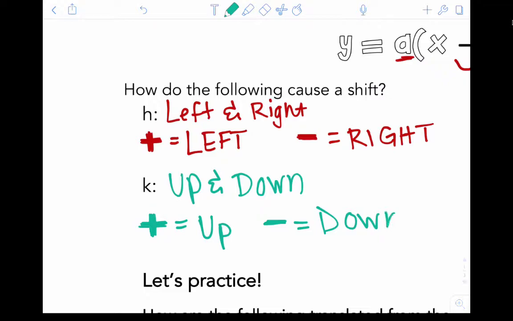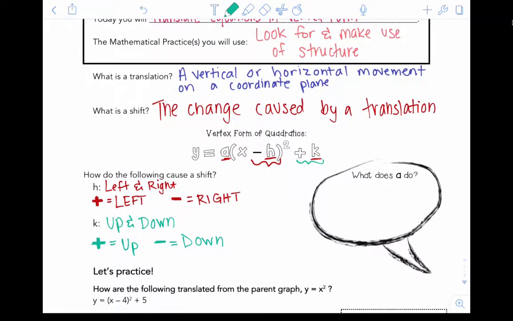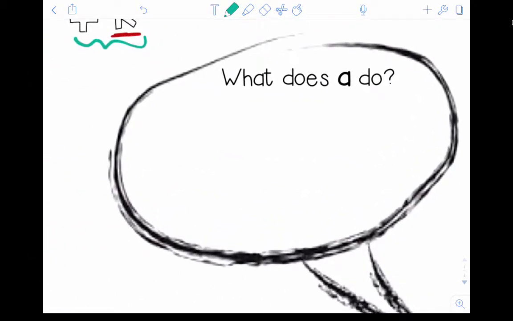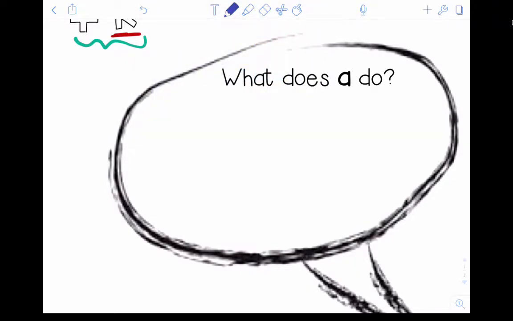So we got h and we got k. Those are the two numbers that create our vertex. They create the left and right and the up and down. So then what could a do? We already have all the translations around the graph. A, the only thing that's left is to change the shape or to make it bigger or smaller. And that is what A does. So A changes the width.